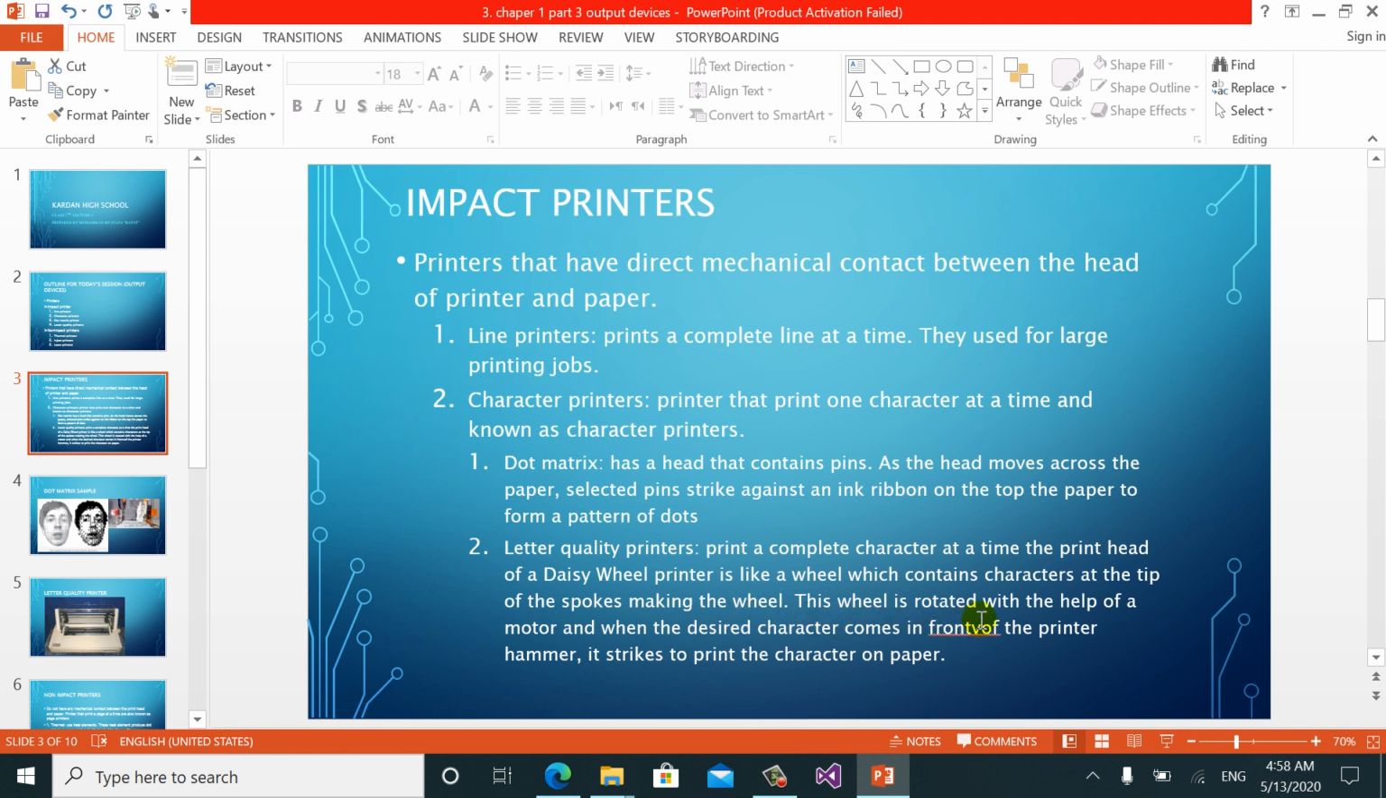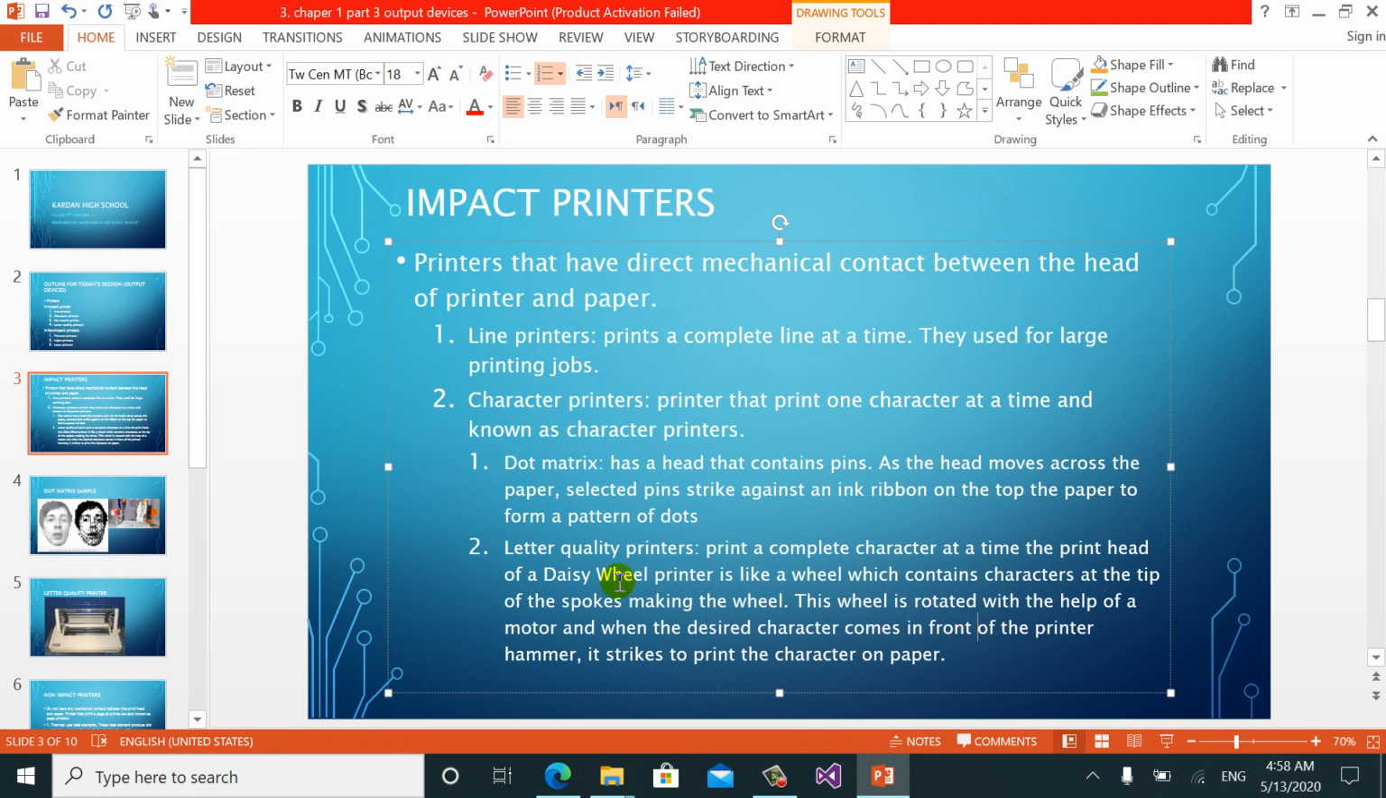This wheel is rotated with the help of a motor, and when the desired character comes in front of the printer hammer, it strikes to print the character on the paper. Let's explain a little bit because it has lots of more words.